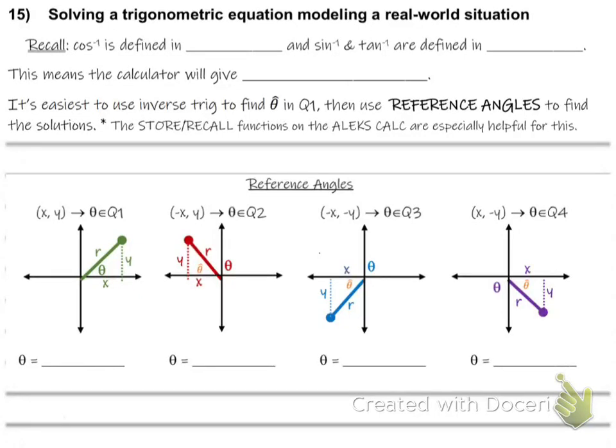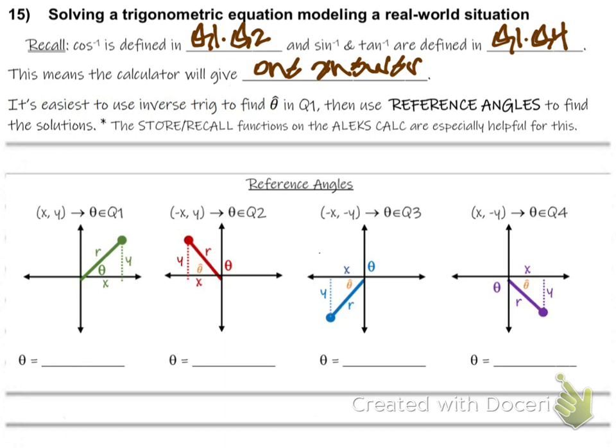Okay, so we're going to look at solving the trig equations with a real world situation. So first, remember that inverse cosine is only defined in quadrant 1 and quadrant 2, and inverse sine and inverse tangent are defined in quadrant 1 and quadrant 4. So that means if we were just going to do this with our calculator, the calculator will only give us one answer, right? Either the positive or the negative, depending on where it's defined.